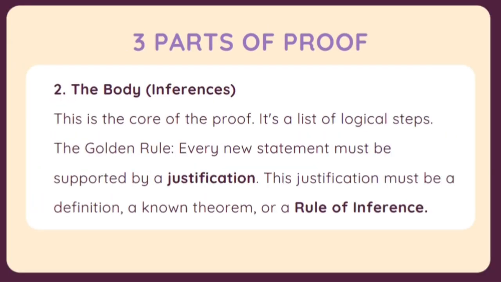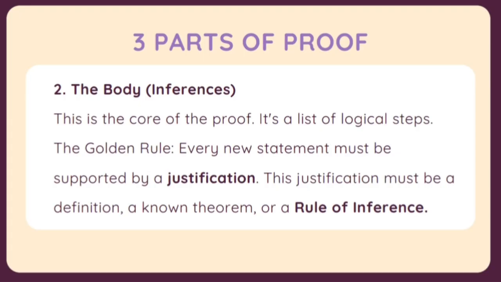Number two is the body or inference. This is the core of the proof. It's a list of logical steps. The golden rule: every new statement must be supported by a justification. This justification must be a definition, a known theorem, or a rule of inference.